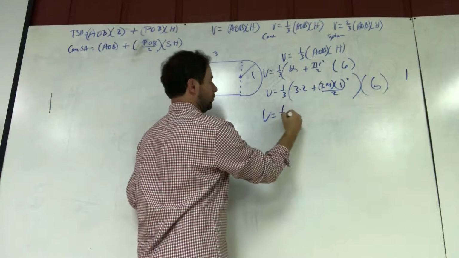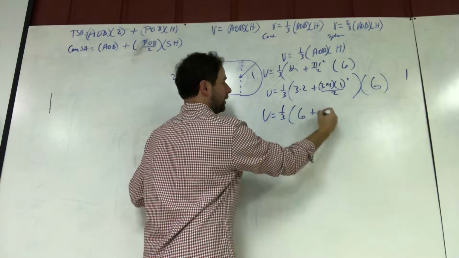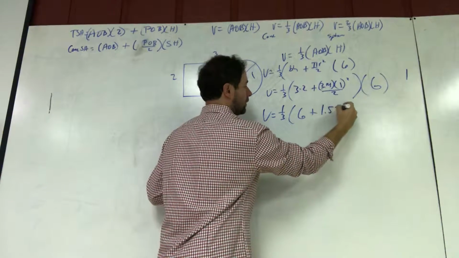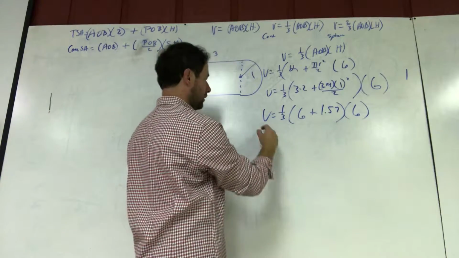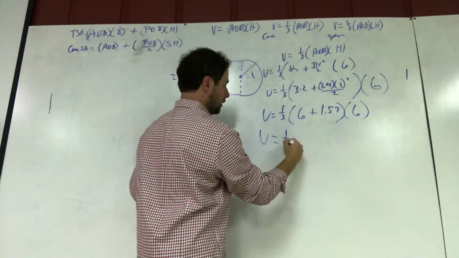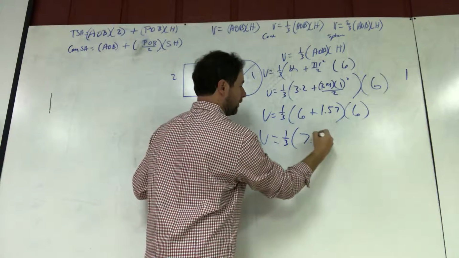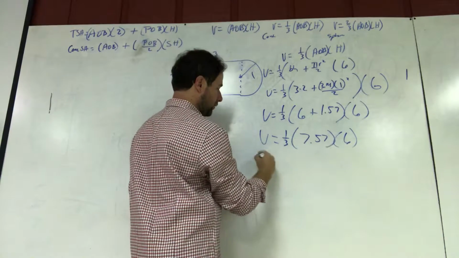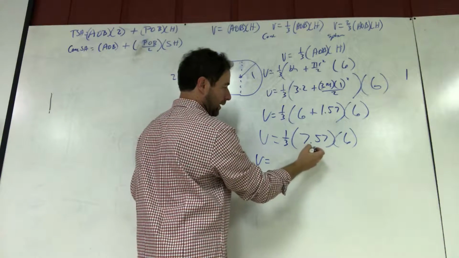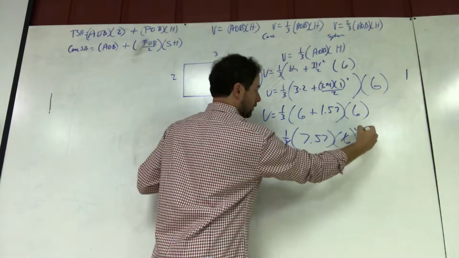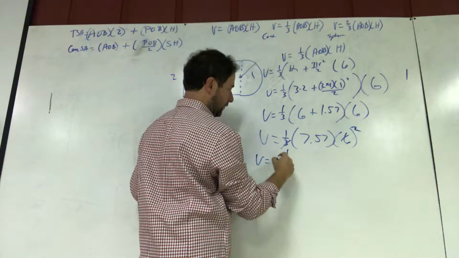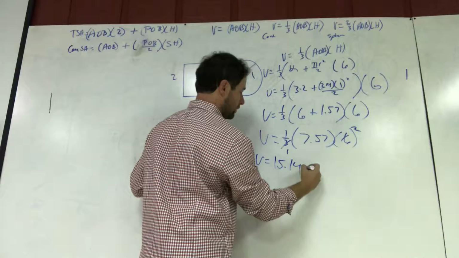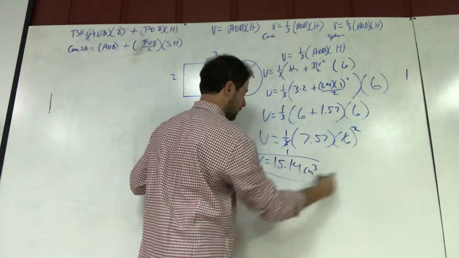So volume equals 1/3. It's going to be 6 plus 3.14 divided by 2 is 1.57 times 6. Volume equals, let's add these real quick, 1/3 times 7.57 times 6. We can see the 3 and the 6 will reduce, so volume equals 2 times that is going to be 15.14, and this was centimeters cubed.